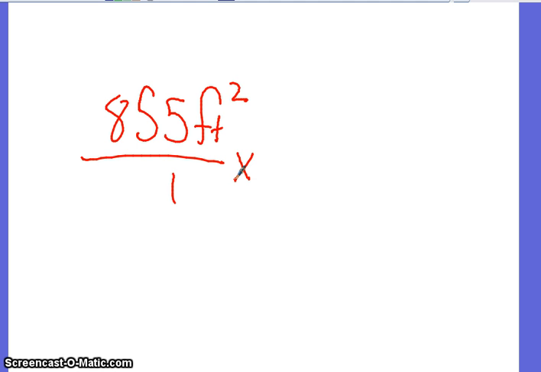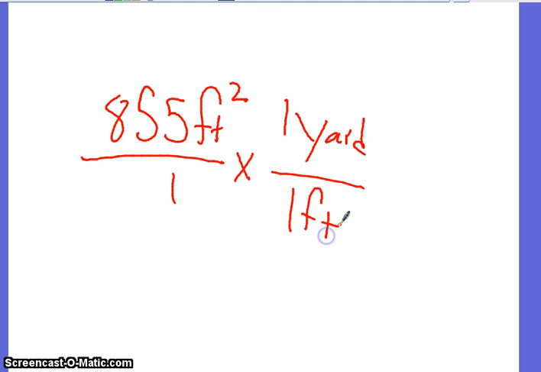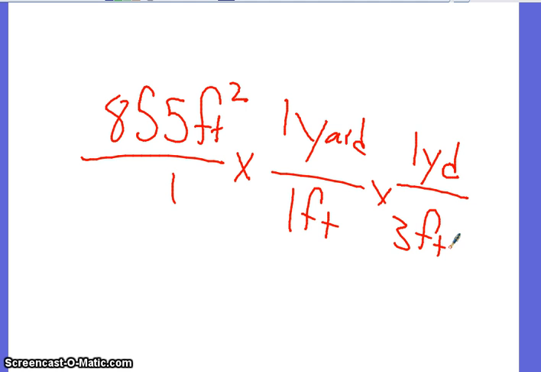So is it 1 yard over 3 feet or 3 feet over 1 yard? 1 yard over 3 feet. Why is it 1 yard over 3 feet? Because I got to cross off the feet. But notice it's square feet. That's feet times feet. So how many unit multipliers do I need to do? I need to do 2. So in essence, I have to do this twice.